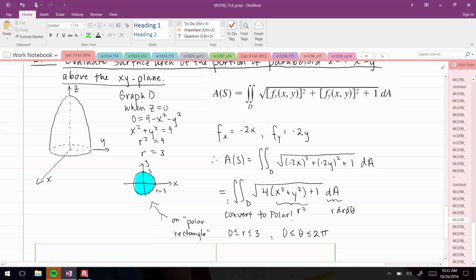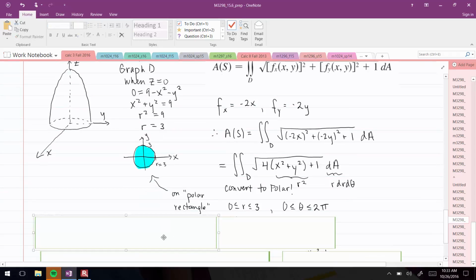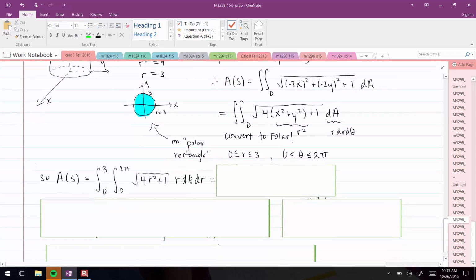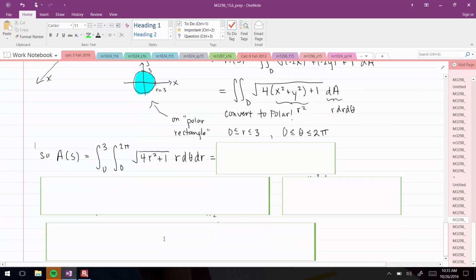And now we have to start putting our bounds in terms of r and theta. So it's pretty easy. We have our r going from 0 to 3, and then our theta goes all the way around. It's not a sector, it's the whole entire circle, so that's 0 to 2 pi. So putting that all together, we have the following.